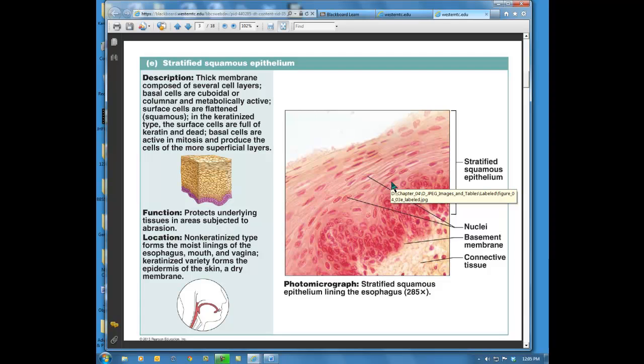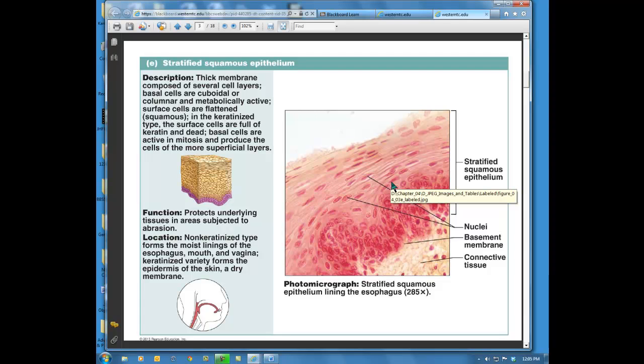For example, when you swallow a bite of chunky pizza, that's going to scratch the sides of your esophagus, but because we have stratified squamous epithelium lining your esophagus, if we wear away a couple of layers of cells, there's plenty more below it to replace it. So stratified squamous is very protective. It can slough off the surface and not do damage.